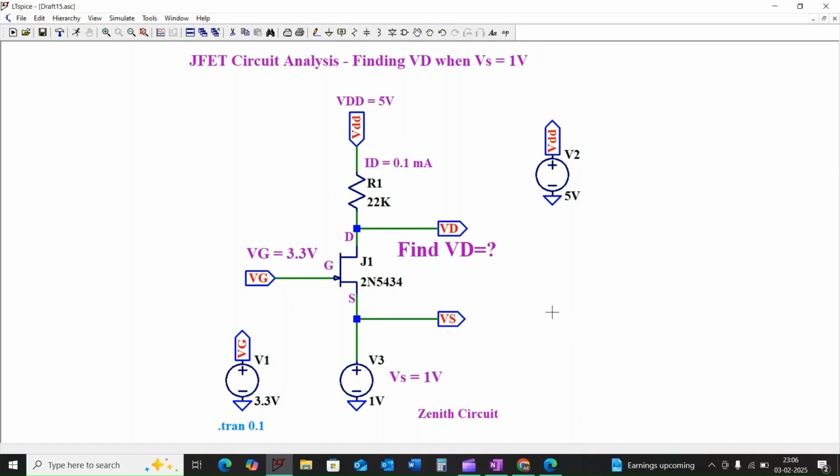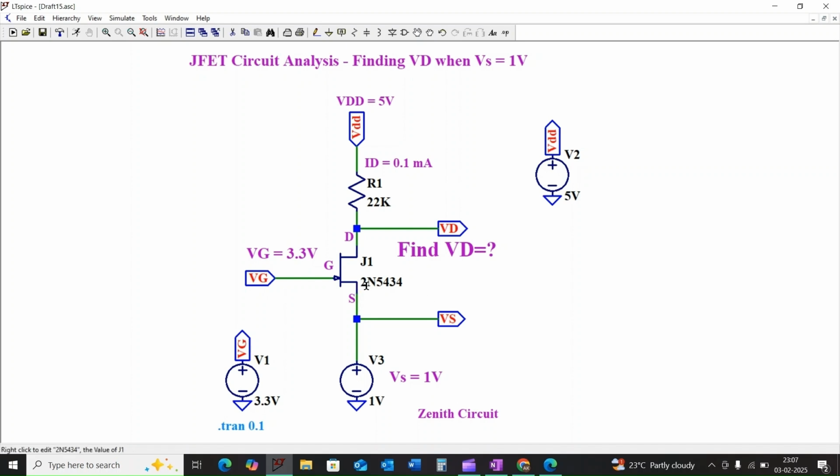Hi everyone, welcome back. Today we are focusing on the practical case with the JFET amplifier circuit. We are given that the source voltage Vs should be 1 volt, and our goal is to determine the drain voltage Vd. Let's dive in.